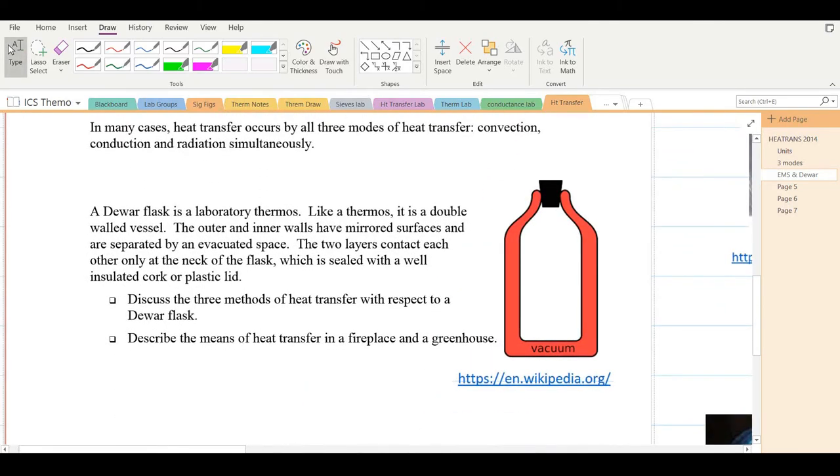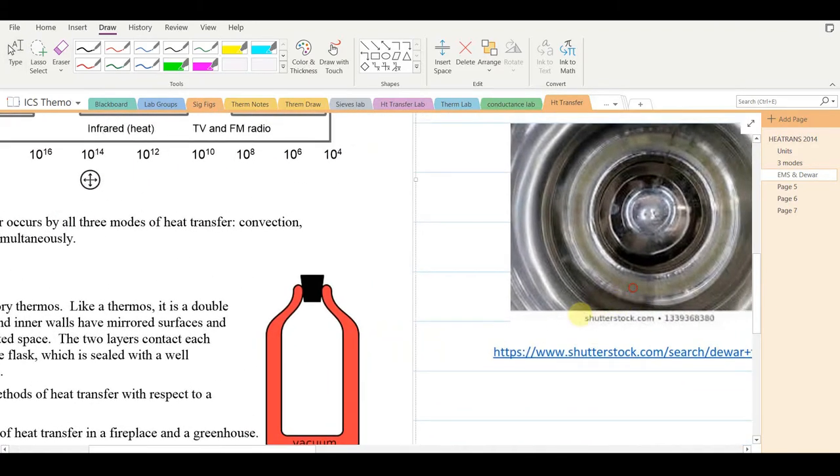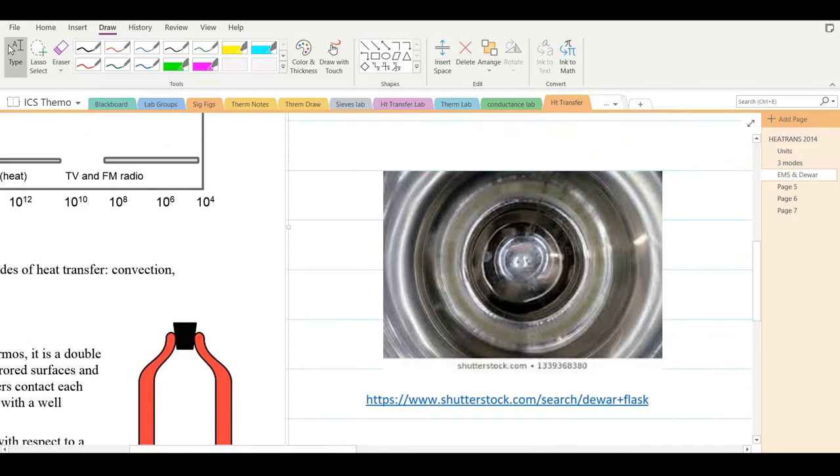So a Dewar flask is a laboratory thermos. And like a thermos, it's a double-walled vessel. The outer and inner walls have mirrored surfaces and are separated by an evacuated space. And the two layers contact each other only at the neck of the flask, which is sealed with an insulating device such as a rubber stopper or cork. Here's a picture of the mirrored surface that's on the inner and outer surfaces of the Dewar.